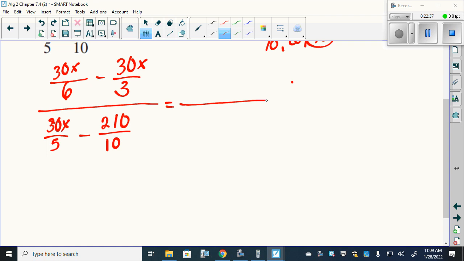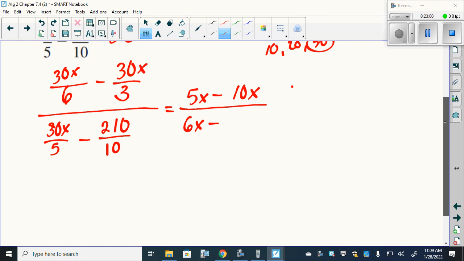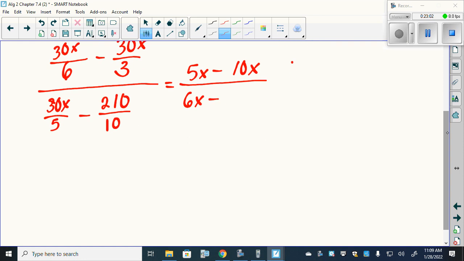Now we need to simplify each one of these here. Well, 30x divided by 6 is going to be 5x minus 10x, because 30 divided by 3 would be 10. 30x divided by 5 is 6x minus 210 divided by 10, 21. Dividing by 10 and multiplying by 10 are nice.